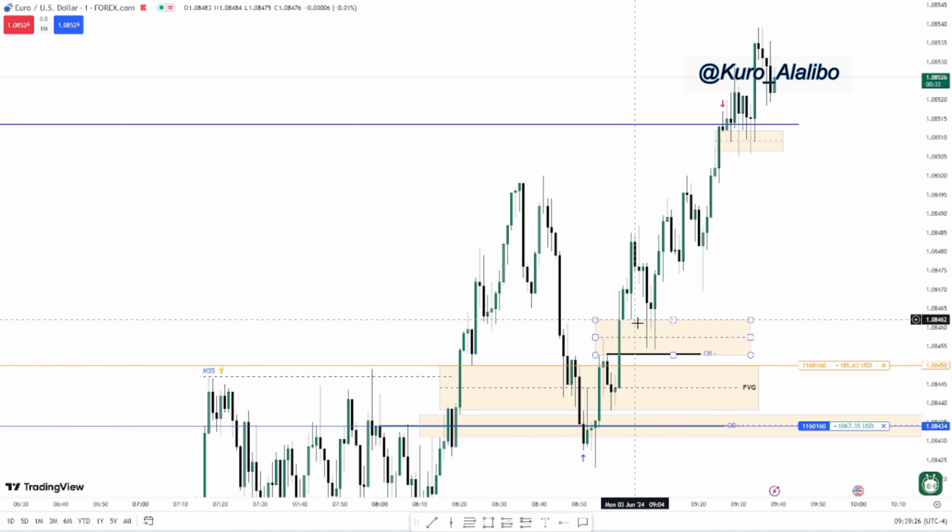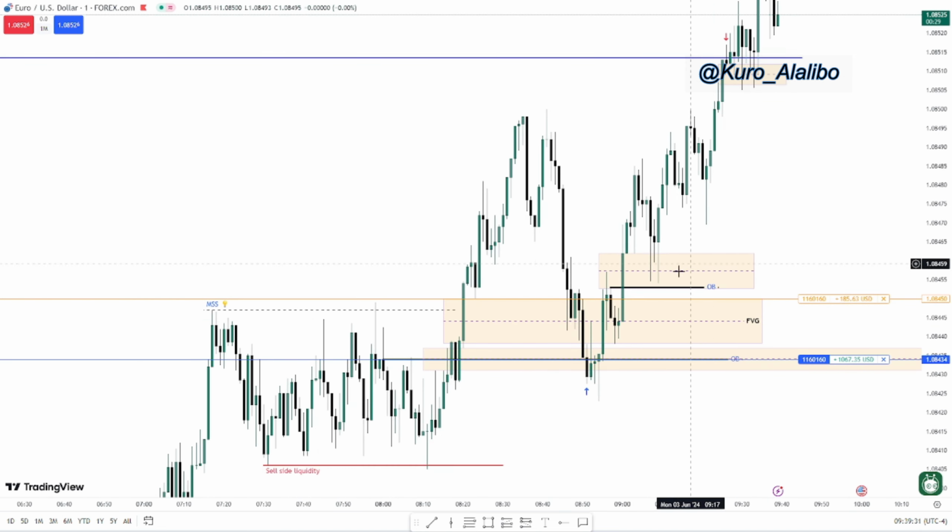Fair value gap trades down into it. Rubber bands back up, doesn't close inside. Fair value gap trades down into it. Rubber bands back up, doesn't close inside.